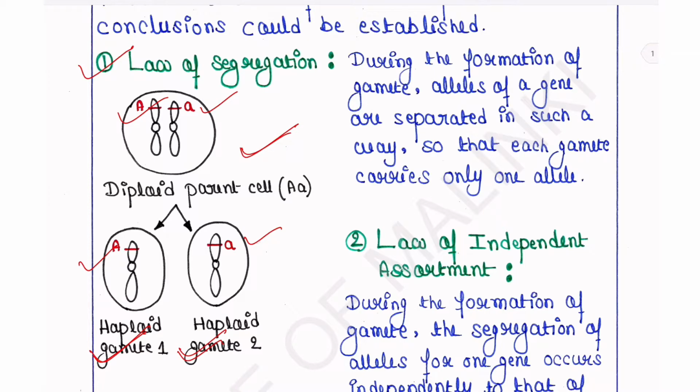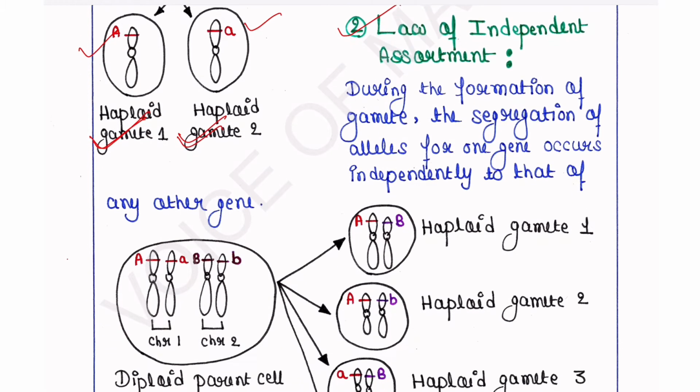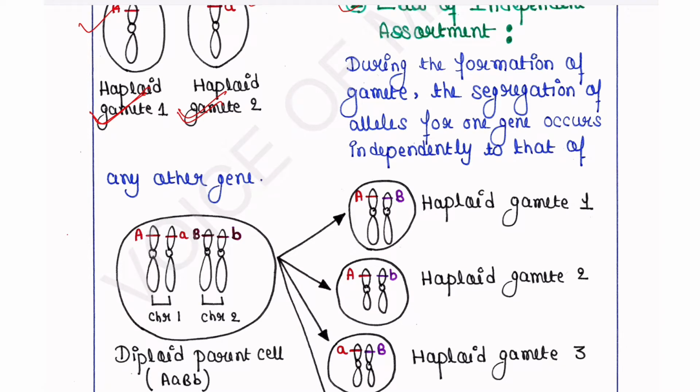Next is the law of independent assortment. During the formation of gametes, the segregation of alleles for one gene occurs independently of that of any other gene. So here also this law is applicable during the formation of gametes.